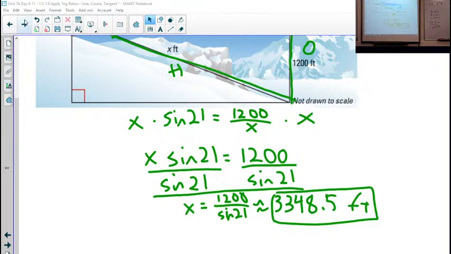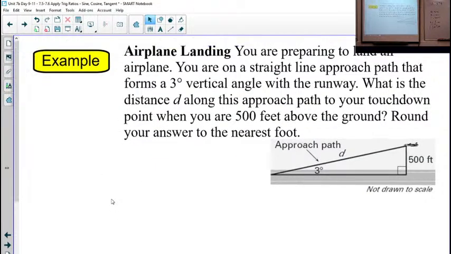Moving on. I'm going to give you about 1 minute. And I want you to see if you can get all the way down to solving this one from start to finish.